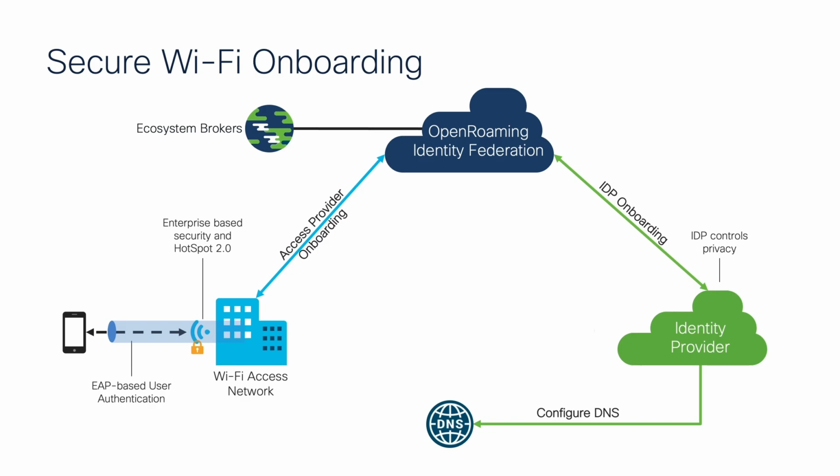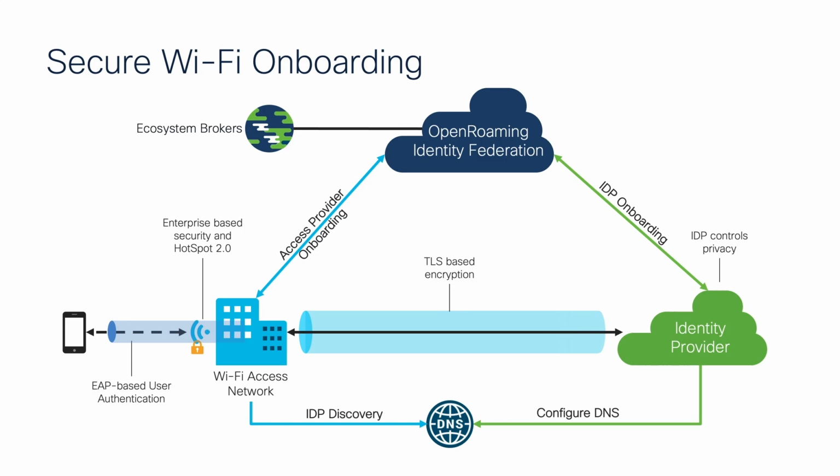The access network will then use the realm and DNS to dynamically discover the IDP. It will then create a TLS tunnel to the IDP with the certificates downloaded from the ecosystem broker, and the access request will be sent via RADSEC to the IDP. If the user is valid, the IDP will return the access accept to the access network, as well as the identity of the user if the user had chosen this. Now, the device will be able to access the network.